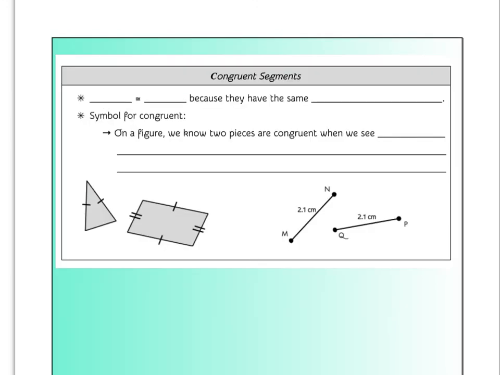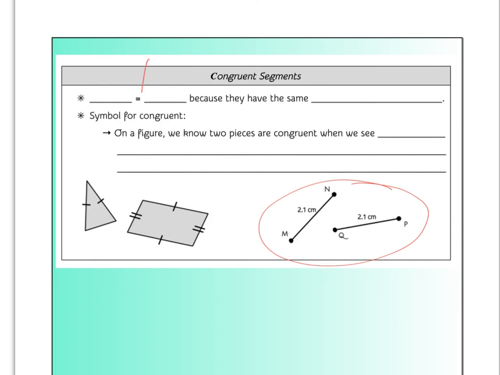Last but not least, let's talk about the word congruent. If two things are congruent, they are the same size and the same shape. So look at these two segments down here at the bottom. In this case, segment MN is 2.1 centimeters, and segment QP is also 2.1 centimeters. They have the same measure, so they are congruent.